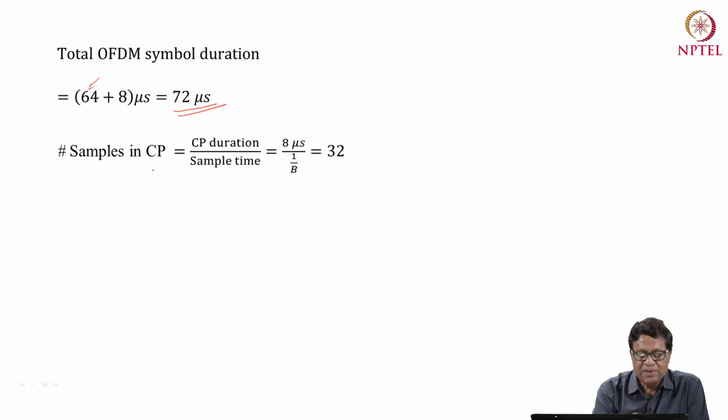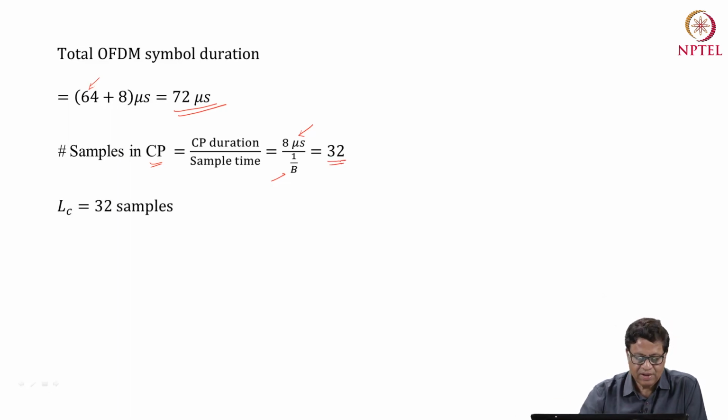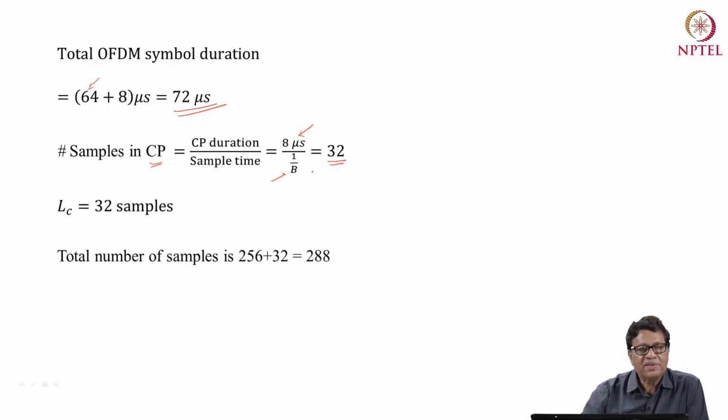And the number of samples in CP, the CP duration is 8 microsecond. This we have seen in earlier slides, and sample time is 1 by B. So the samples in CP which have to be prefixed are actually 32. So L is equal to 32 samples, and total number of samples will be 256 without CP, and 32 CP samples. The total becomes 288.